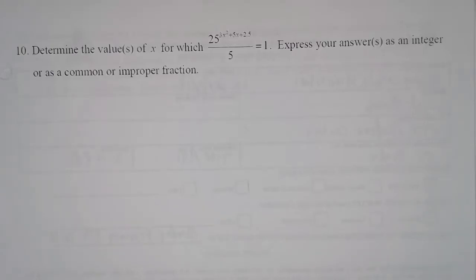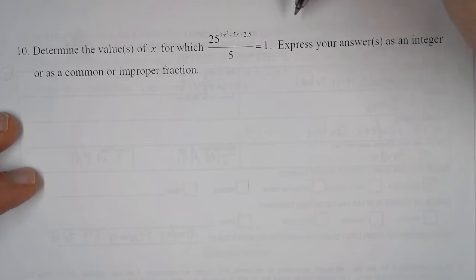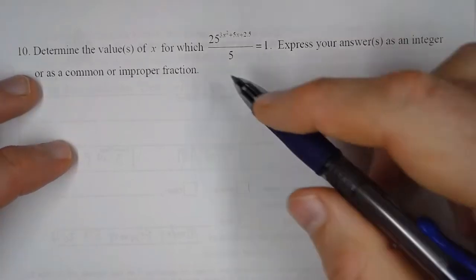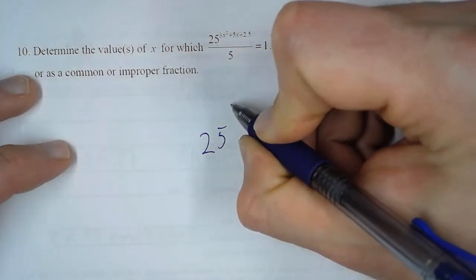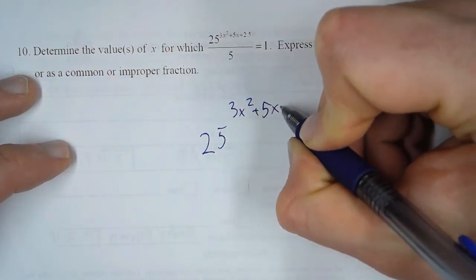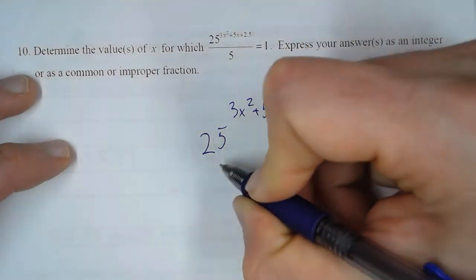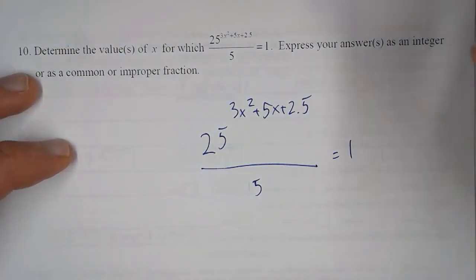In this problem, we want to determine the values of x for which this equation is true. We want to express our answers as integers or as common or improper fractions. Let me write this a little bit bigger so you can see it. We have 25 raised to the 3x squared plus 5x plus 2.5 power, all over 5, equals 1.